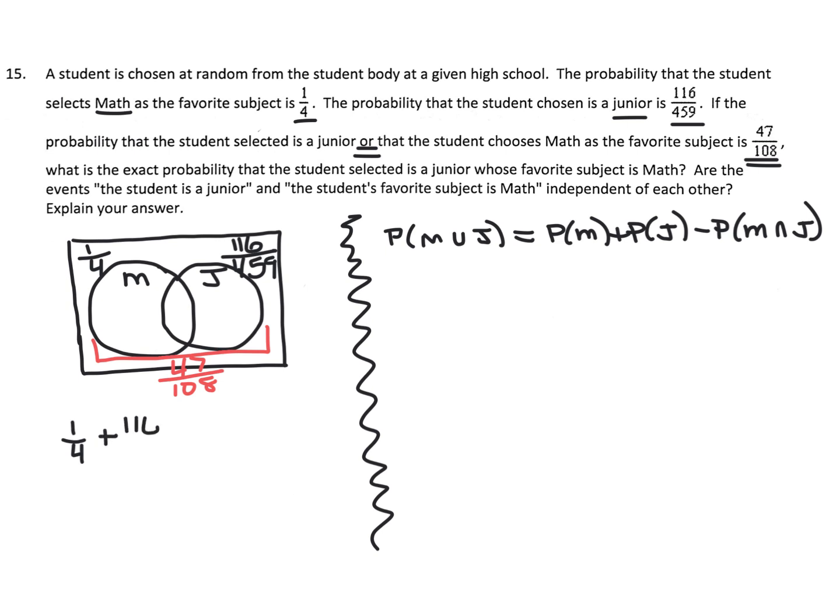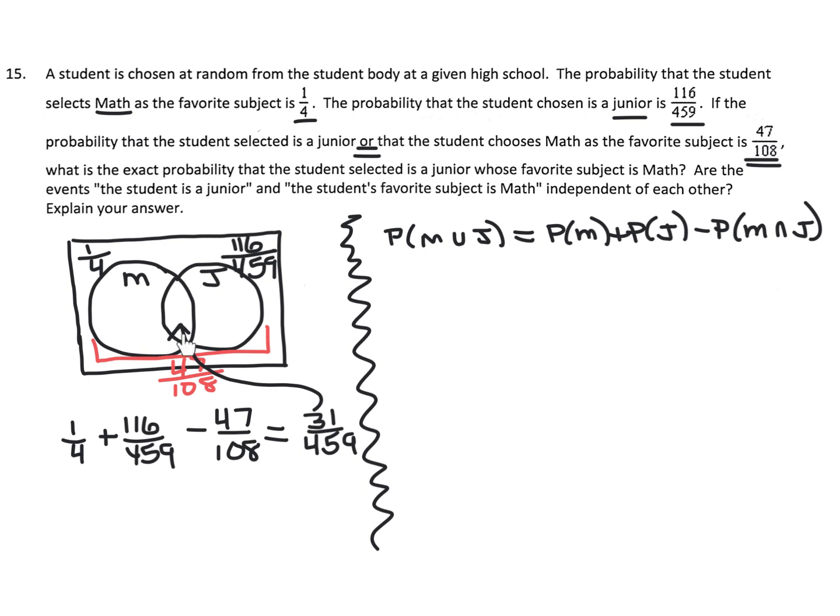So if we were to add the two numbers on top, let me just do that down here. What we would have to do is, from that answer, right, if that answer is going to be more than this, we would subtract this from it to figure out what number was accounted for twice. So if we subtract 47 over 108 from that, that'll tell us what number goes here, right? What's the probability of math and junior? Okay, so if you figure out what this is all equal to, you wind up getting 31 over 459. So that is the value that was accounted for twice.